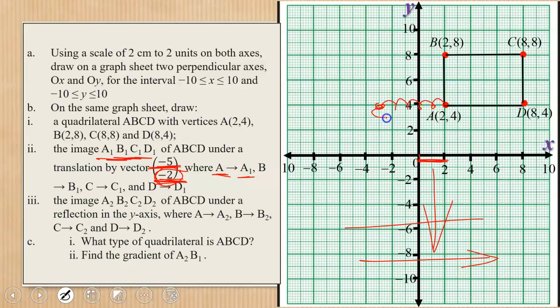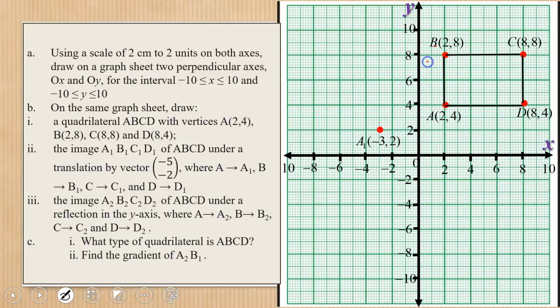So I'll move also 2.1 and then 2. So my point will come here as my image. You see that? Good. So we've gotten our point, and then we can label it A1, (-3, 2). I'll do the same thing for B.